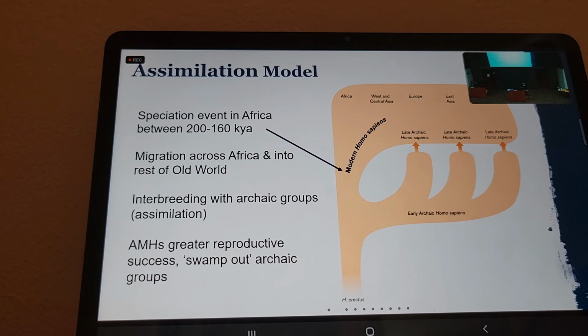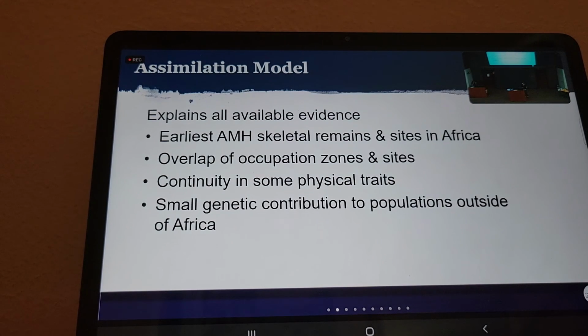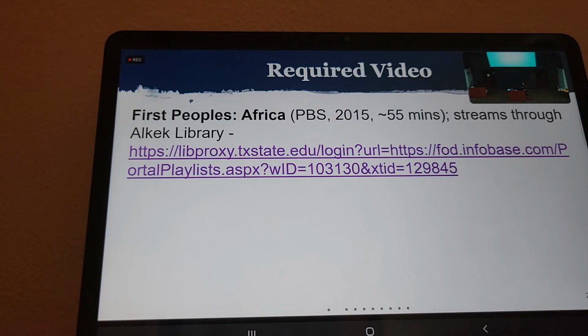So this assimilation model incorporates the archaeological evidence, a speciation event, origin in Africa, migration across Europe, Asia, and into Australasia, and then the genetic contributions from archaic groups in anatomically modern humans, us. It explains all of this. So this takes us to the video.